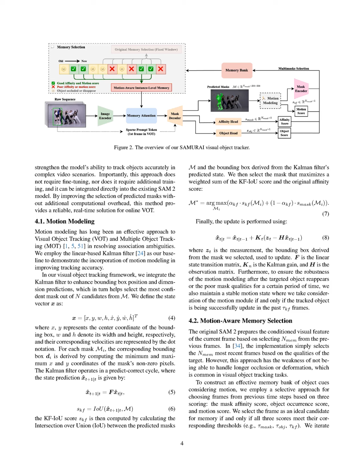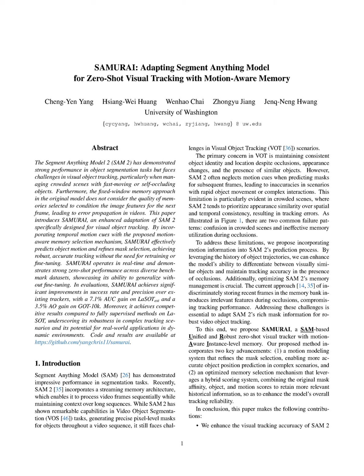The Samurai approach offers significant theoretical and practical benefits over existing state-of-the-art methods in visual object tracking, VOT. Theoretically, it enhances tracking accuracy by integrating motion modeling with a hybrid scoring system that combines mask affinity, object occurrence, and motion scores, allowing for more reliable mask selection in complex scenarios, particularly during occlusions and rapid movements.